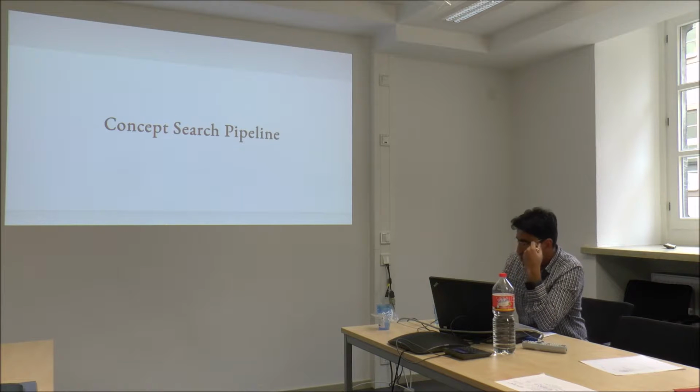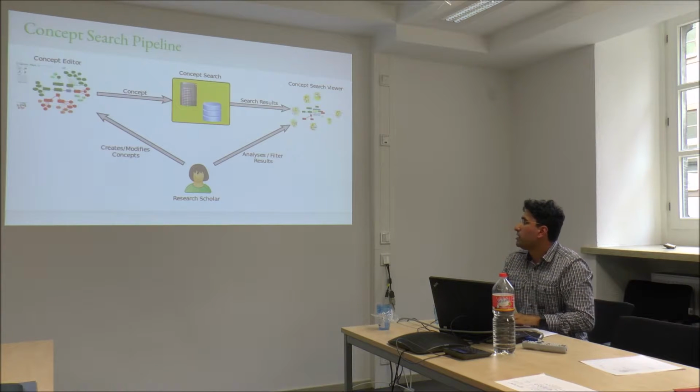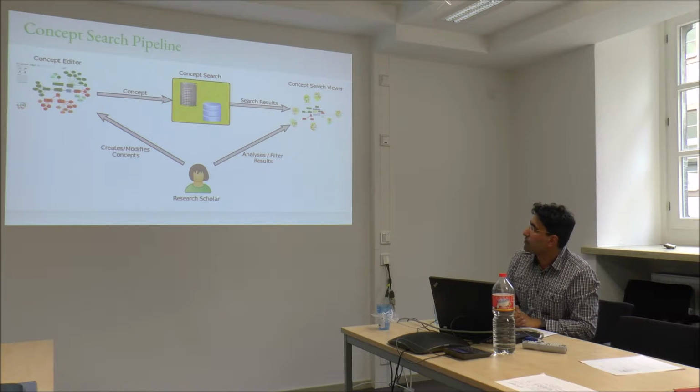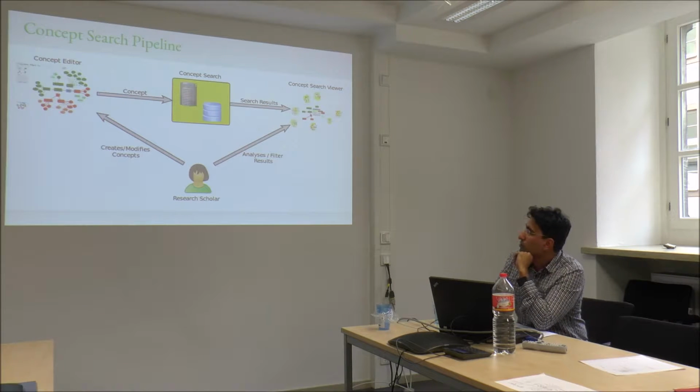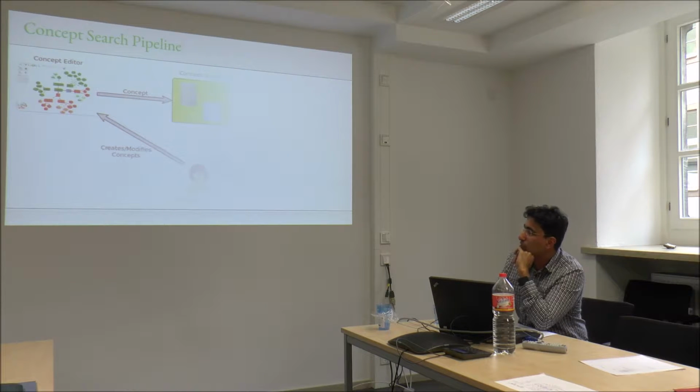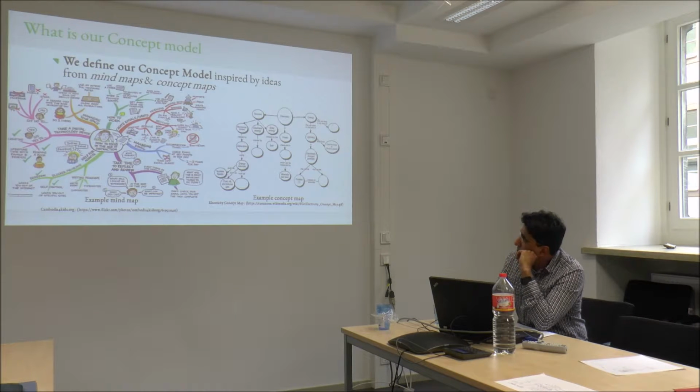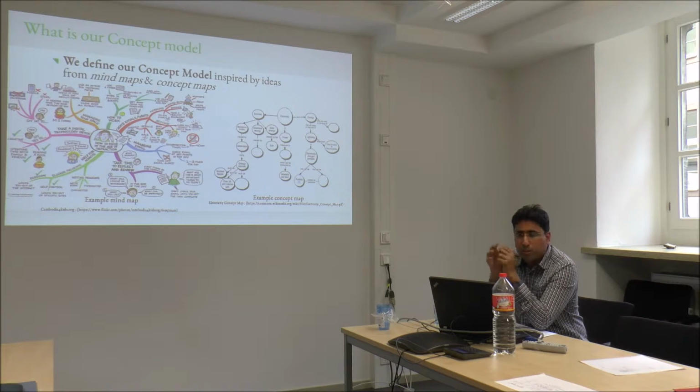I'm going to explain the concept search pipeline now. We have three main components in the concept search pipeline: the concept editor, concept search, and the concept search viewer. First comes the concept editor, which is the editor to model the concepts. We take our definition of a concept model from mind maps as well as concept maps. There are several definitions of mind maps and concept maps. What we chose was that a mind map represents most of the time one concept.